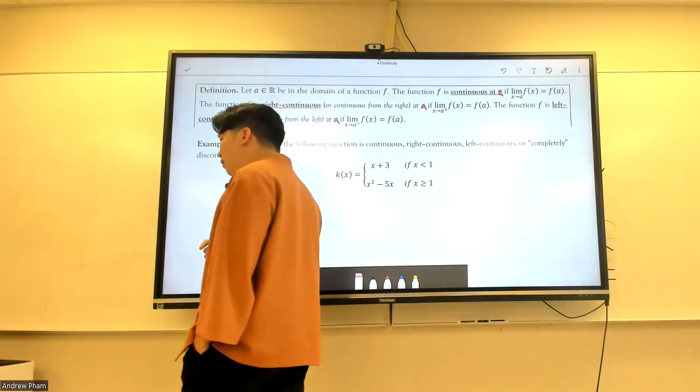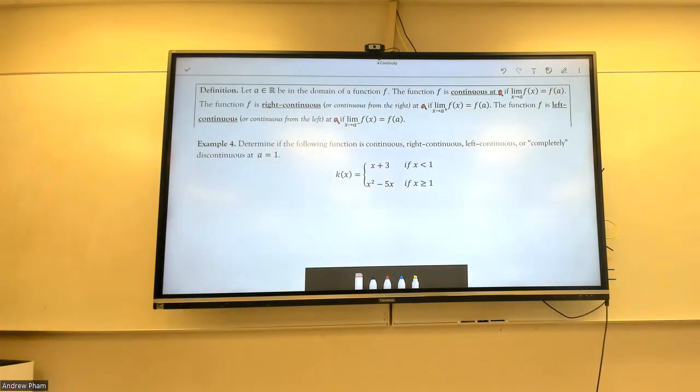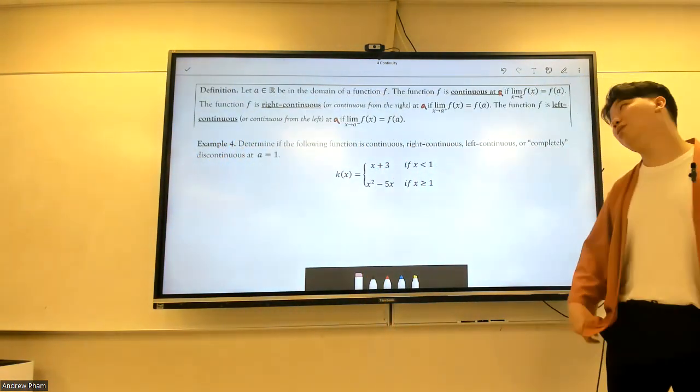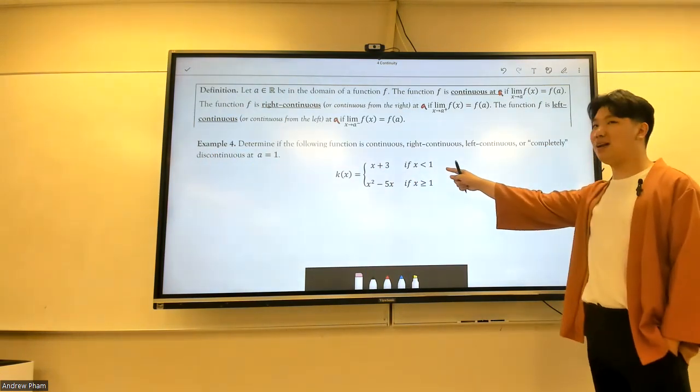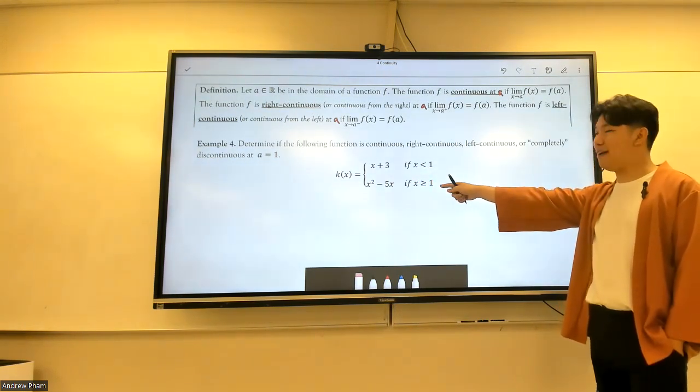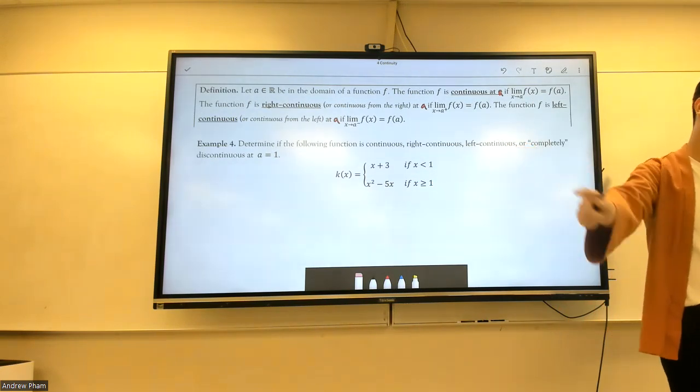All right, so now let's go ahead and look at example 4. Here I've got a function, and I want to check, are we continuous at a is equal to 1? Or also, can I check if I'm right continuous, left continuous? Or I'll use this word in air quotes, completely discontinuous. And now I have the piecewise function k of x is equal to x plus 3 if I plug in a number smaller than 1. Or it's equal to x squared minus 5x if I plug in any numbers greater than or equal to 1.